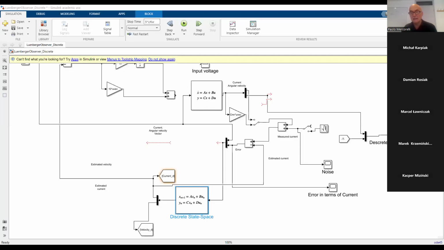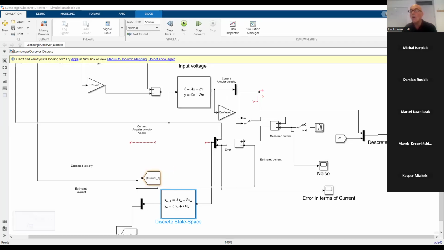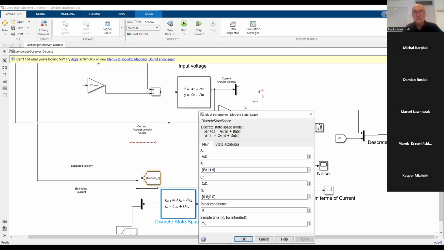Okay, let me rinse. The main issue is to look at how I can estimate the discrete angular velocity if the initial condition is not equal. Here, the initial condition was 0. Let me show you again.